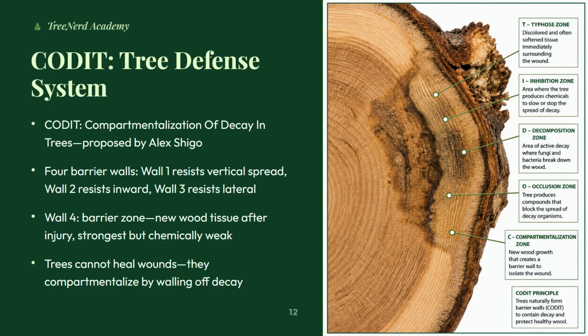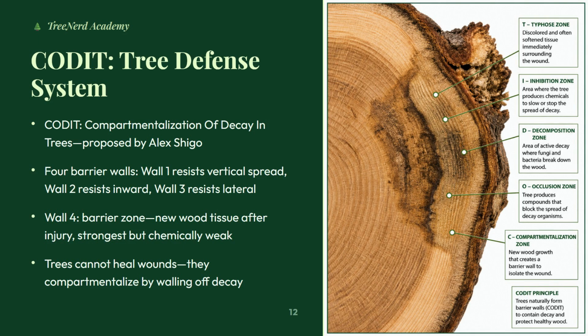Perhaps the most important concept for arborists is CODIT, compartmentalization of decay in trees, proposed by Alex Shigo. Trees cannot actively fight or move away from harm, but they have remarkable defense mechanisms. After wounding, trees form 4 barrier walls. Wall 1 plugs xylem vessels to resist vertical spread.